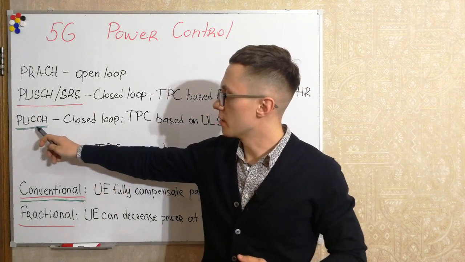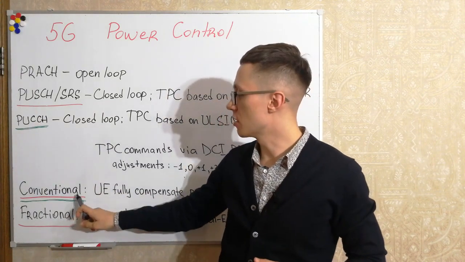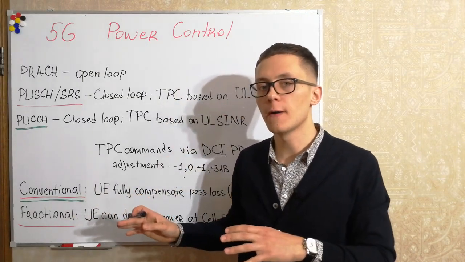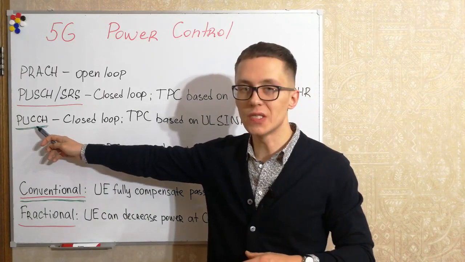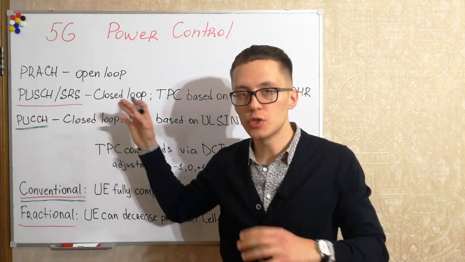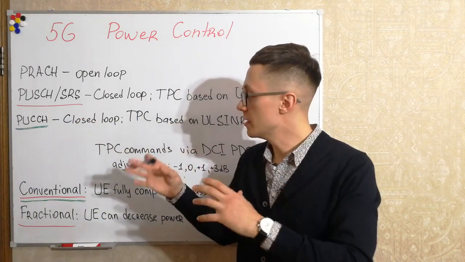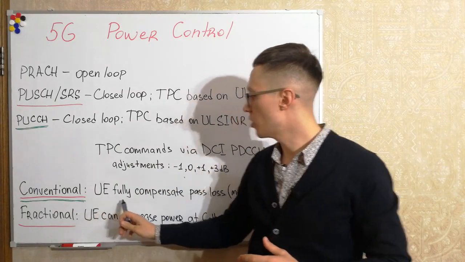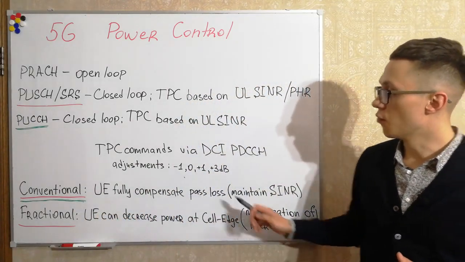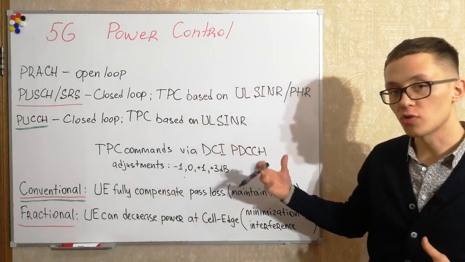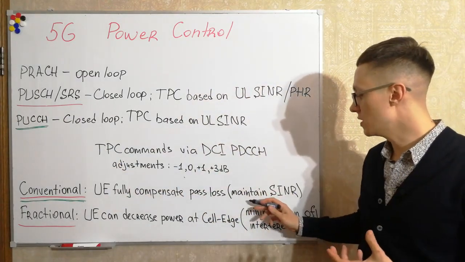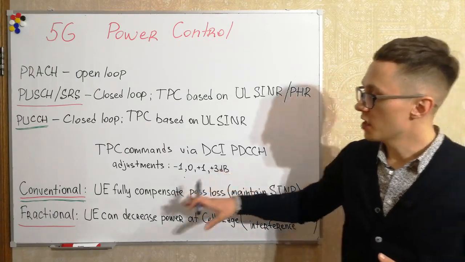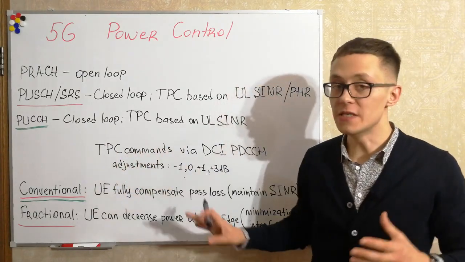And the control channel in uplink supports only conventional power control, because we don't talk about PUCCH throughput. We should be confident that in any case the UE tries to fully compensate path loss for PUCCH, for control information, and tries to maintain the maximum available SNR. So that's why this is a difference.